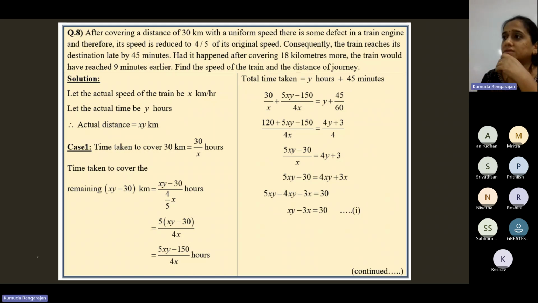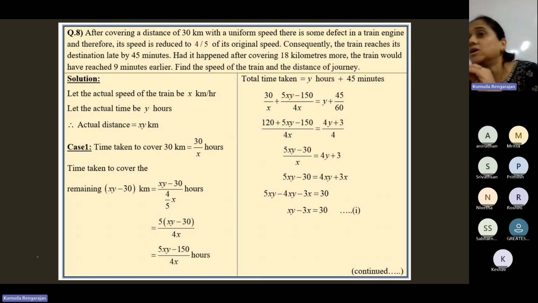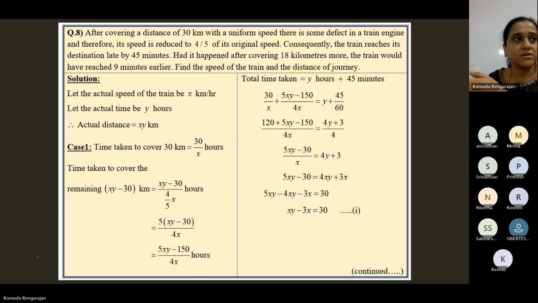The second one is the time taken to cover the first 48 kilometers at x kilometers per hour plus the time taken to cover the remaining xy minus 48 kilometers at 4x by 5 kilometers per hour is equal to the total time. It normally takes y hours, but it's delayed by 36 minutes. So y plus 36 by 60, which is y plus 3 by 5.